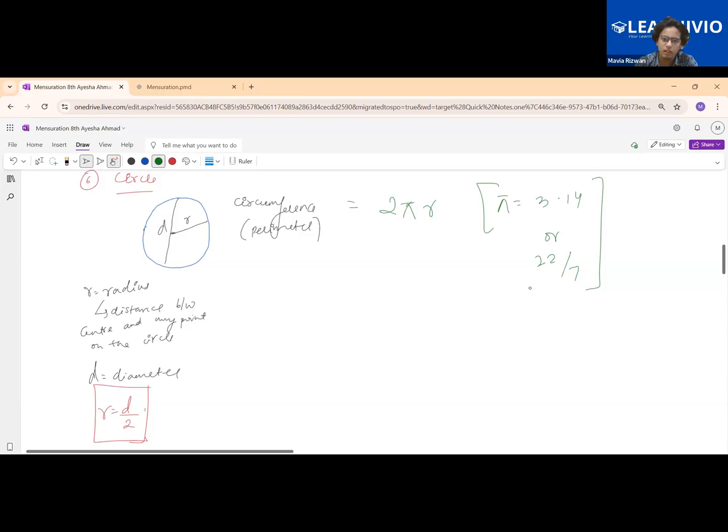That much I know. And area of circle is... Why did you write that circumference equals 2 pi r?